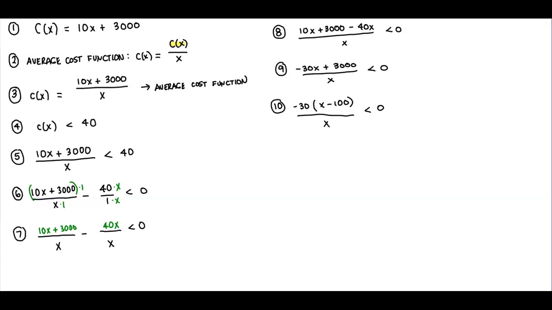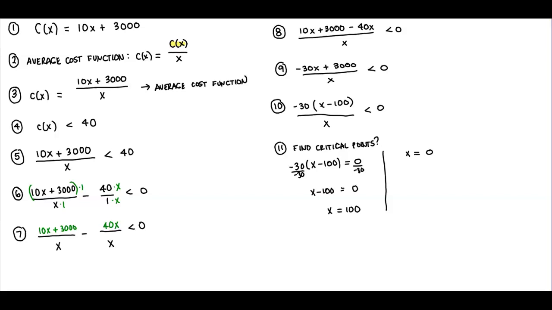Now let's find the critical points. We can do so by setting the numerator negative 30 times (x minus 100) equal to 0. If we divide both sides by negative 30, we get x minus 100 equals 0 divided by negative 30, which is 0, and therefore x is going to equal 100. And our other one, x equals 0, which would make the expression undefined.